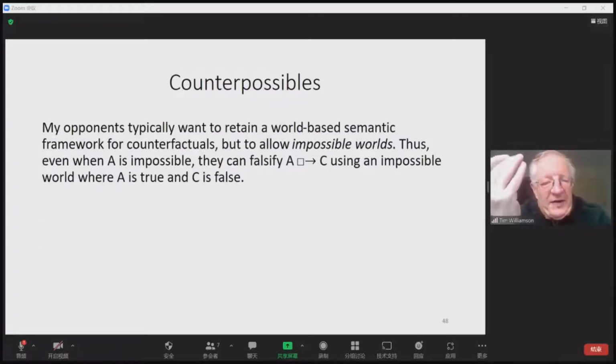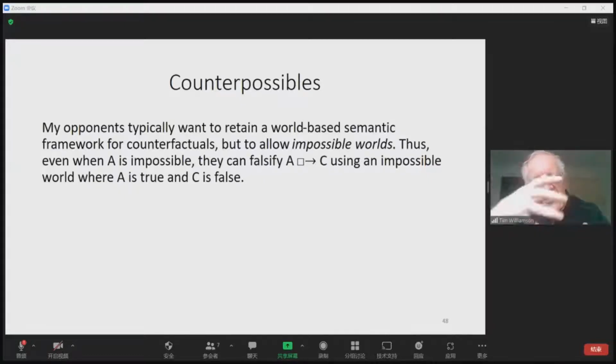So I think that this view, the view that I oppose, on which counterpossibles are sometimes true, has serious problems. But my opponents typically want to retain a world-based semantic framework for counterfactuals, but to allow impossible as well as possible worlds. And so their strategy, in the semantics, is that even when A is impossible, they can still falsify the counterfactual conditional, if A were the case, C would be the case, by using an impossible world where A is true and C is false.